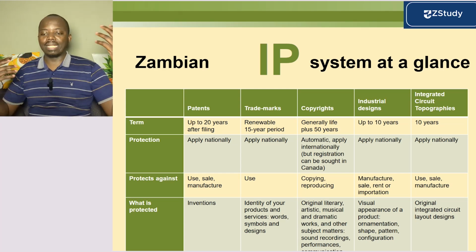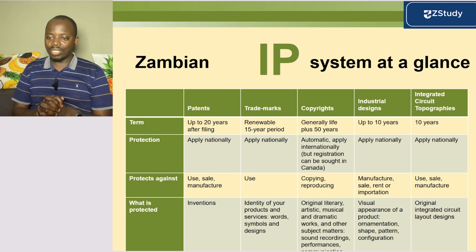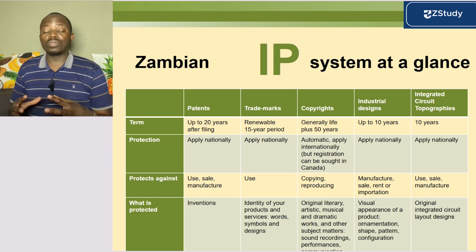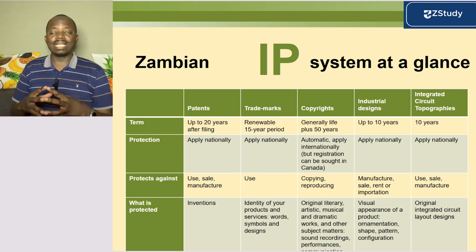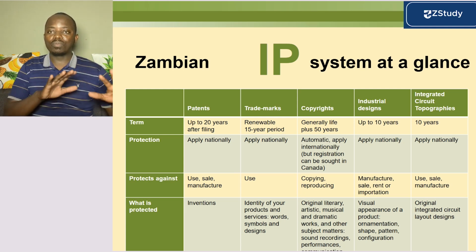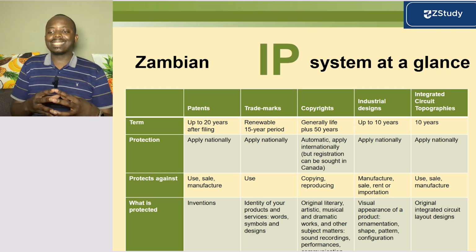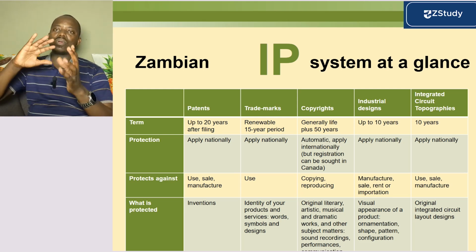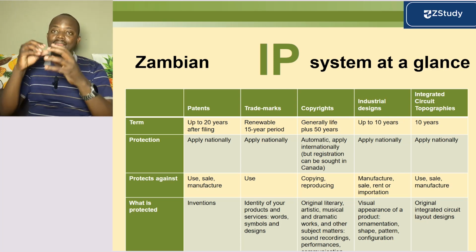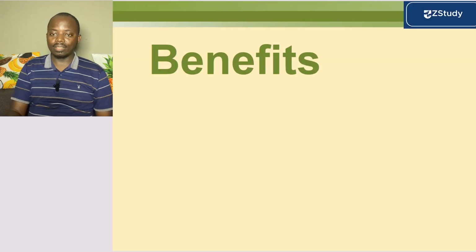Ornamentation, shape, pattern, configuration, all those are protected under industrial design. Then if we look at integrated circuit topography, what is protected under the ICT? What is protected under that is the original integrated circuit layer design. How is the configuration? How is the layer for these chips that are being designed and things like that.